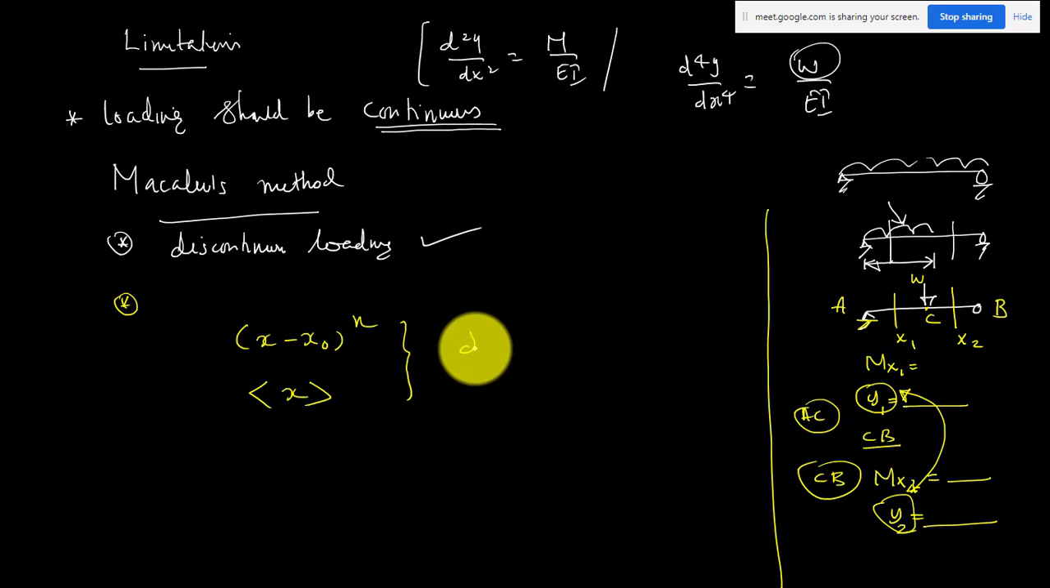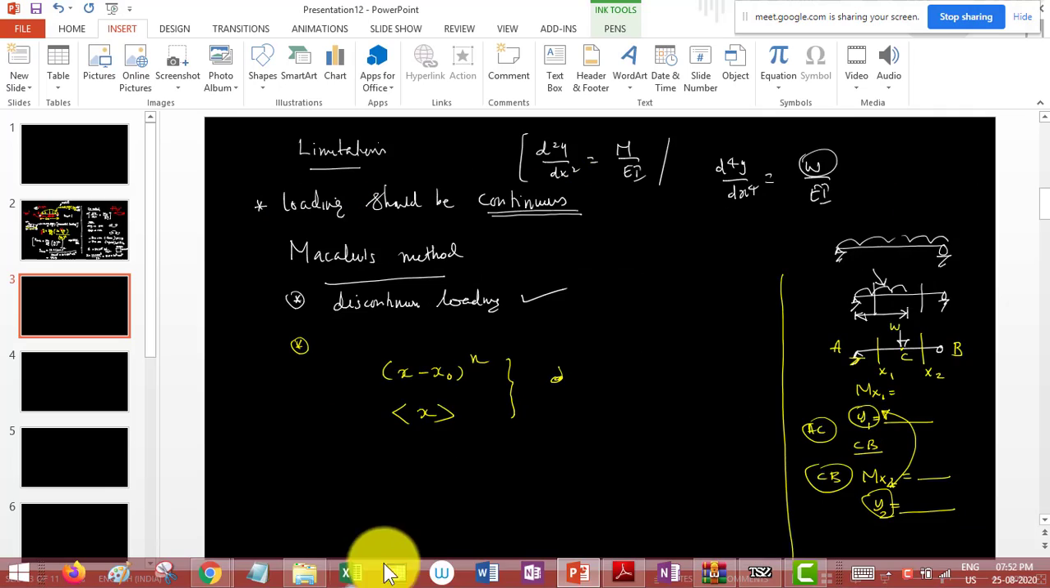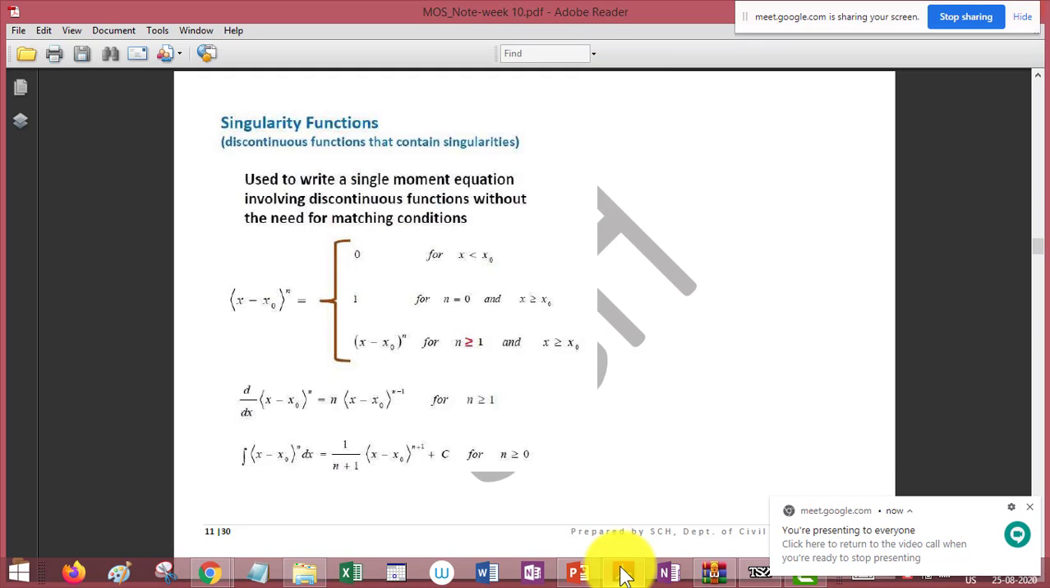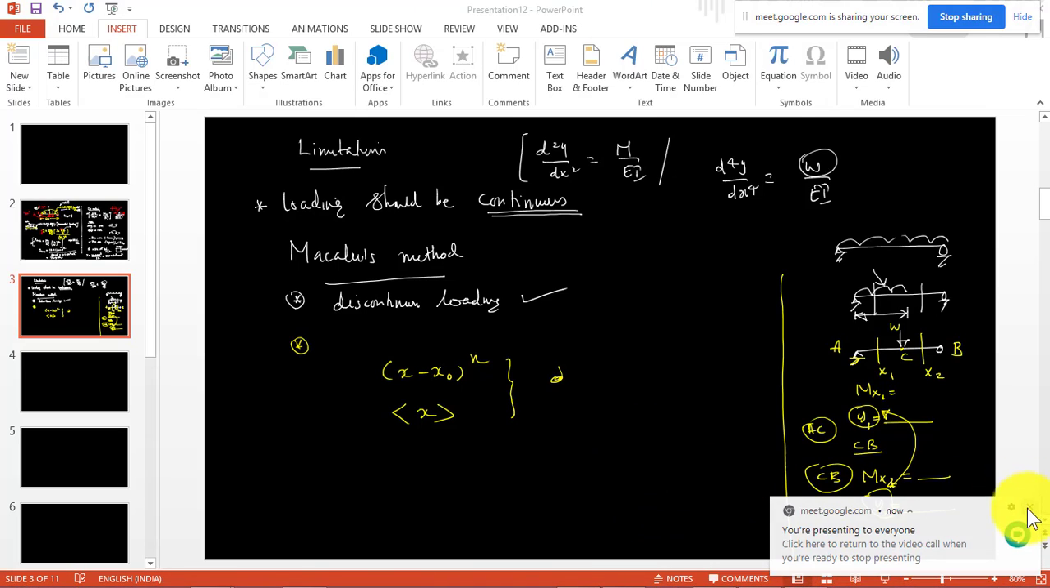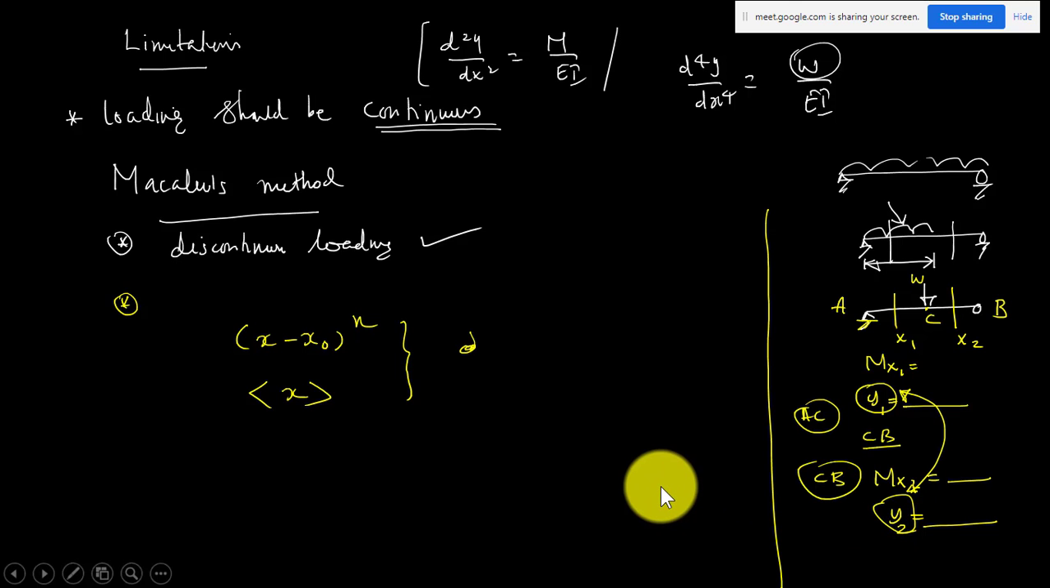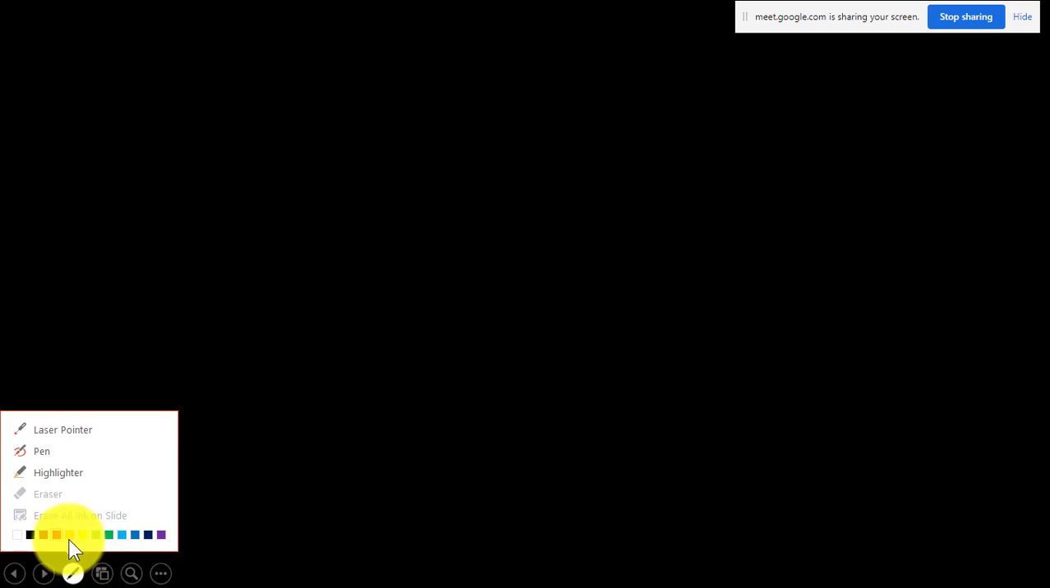Some function we use, that is the singularity function. So we can make use of the singularity function to write a common equation even though we have a discontinuous loading. I'm not explaining what the singularity function is right now; everything will be covered within this example. So I'm directly taking an example question where we'll have discontinuous loading on the beam. We'll try to complete this problem so that you will be able to understand Macaulay's method completely.